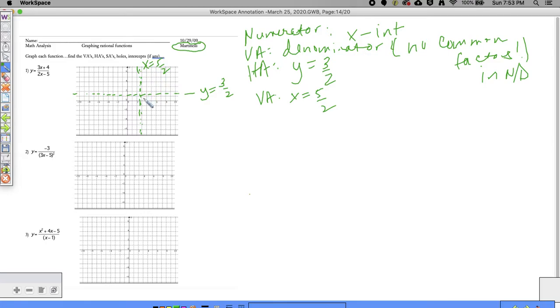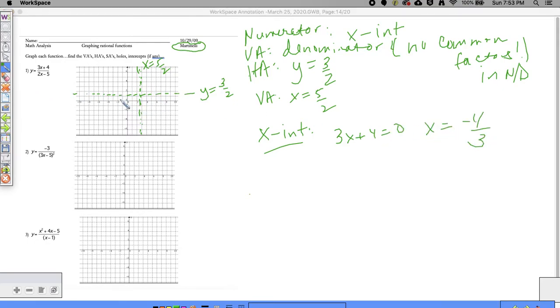Now, I'm sure he talked about end behavior, like is it going to be going up here or down here and so forth. But the other thing we should do is find the X and Y intercepts. That's what we were told to find. If I want to find the X intercept, I take the numerator and set it equal to 0. So 3x plus 4 equals 0, so x is equal to -4/3.